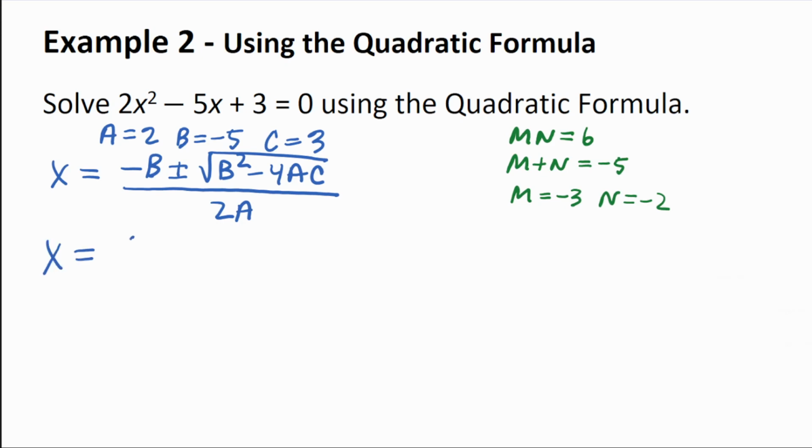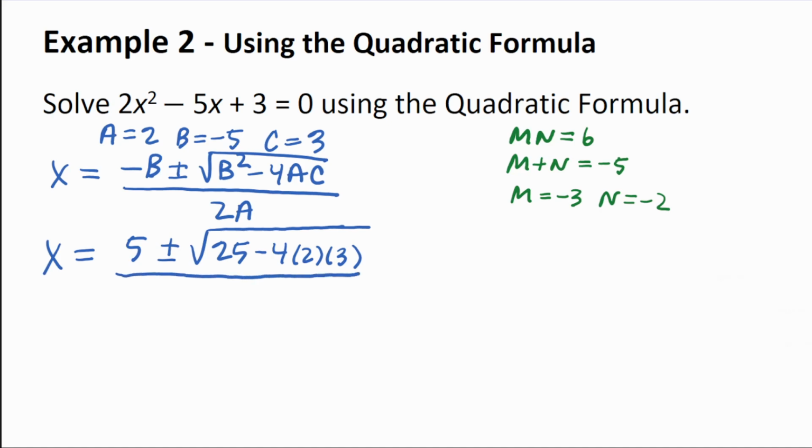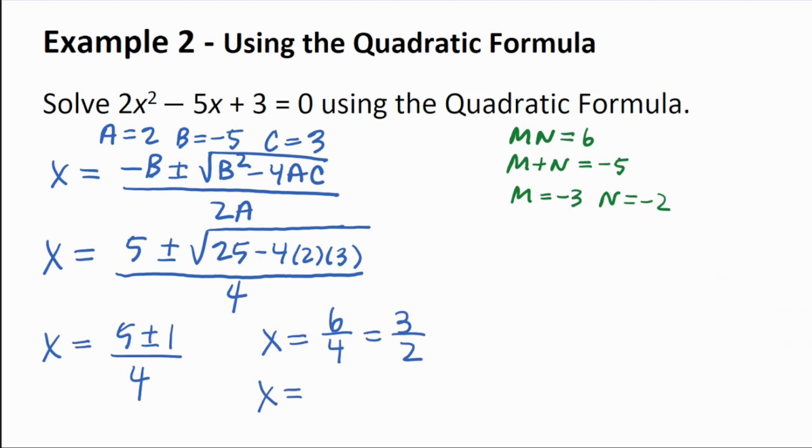x equals negative b, so it'd be positive 5, plus or minus the square root. b squared is 25, minus 4 times 2 times 3, 4ac. Okay, 8 times 3 is 24. Oh, that's very convenient. All over 2a, which is 2 times 2, and that's going to be 4. So I've got 25 minus 24 inside the square root, so that's the square root of 1. And we know the square root of 1 is 1. So I've got 5 plus or minus 1 divided by 4. Okay, so x could be 5 plus 1 is 6 over 4, which is 3 halves. Or maybe x could equal 5 minus 1 is 4 over 4, which is 1.